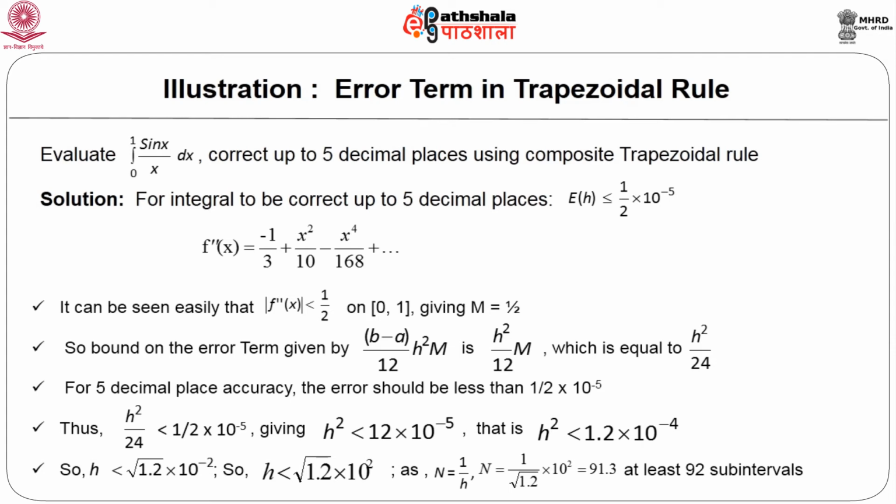So, the number of subdivisions should be at least 93. This is how, in the case when we can find M, we can calculate h beforehand. But there could be other examples where the integrand function is not known. All we have is the value of the function at discrete data points. In that case, nothing can be done. All we can do is apply the composite form of the trapezoidal rule at whatever points the function values are available.